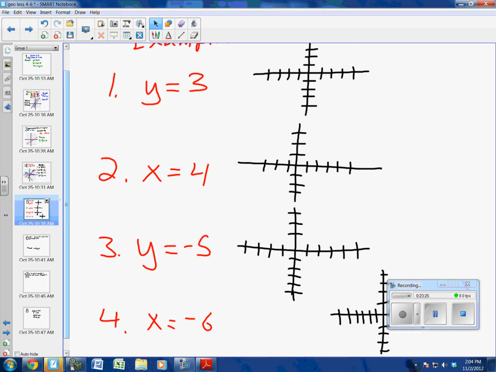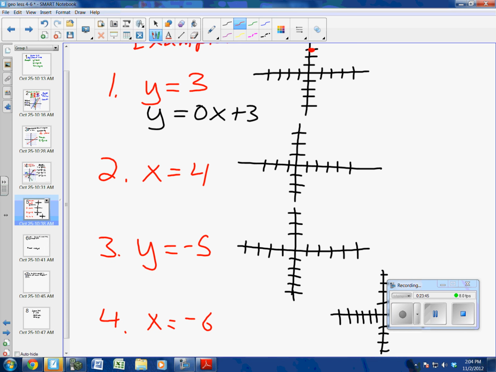Is that the slope or the y-intercept or neither? It's the y-intercept, because really this function right here, if you put it in slope-intercept form, it's saying 0x plus 3, right? Well, the slope is 0, but it still has a y-intercept of 3, so I just go up to 3. There's my y-intercept. And my slope is 0.